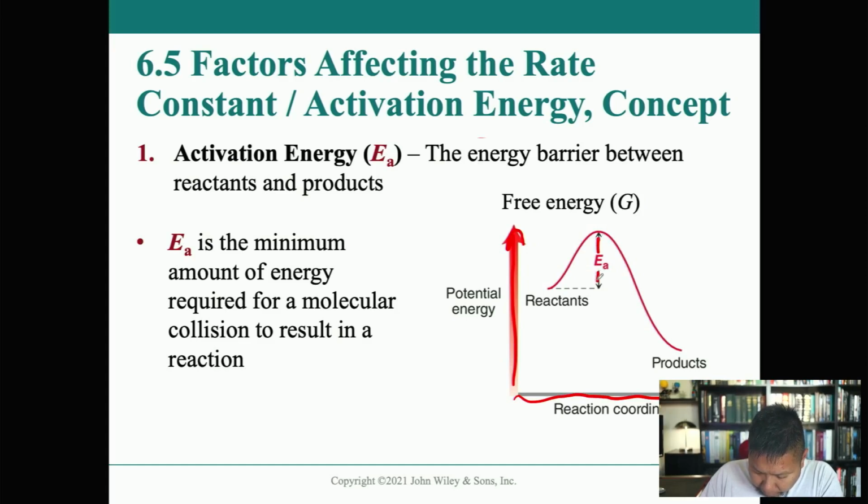EA, or activation energy, is literally this gap right here between the reactants and this peak. That's the activation energy. There have to be enough collisions and enough heat for the reactants to get over this hump and go down to being the products. That's what activation energy is. So it makes sense that if you lower the peak a little bit, it would increase the rate of the reaction.